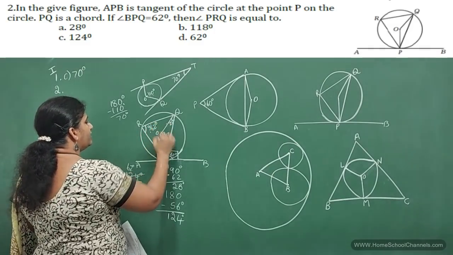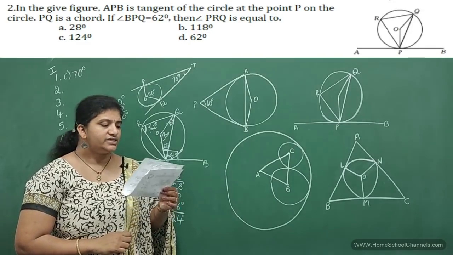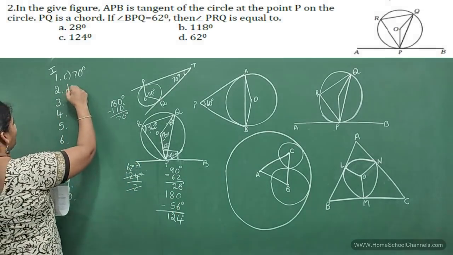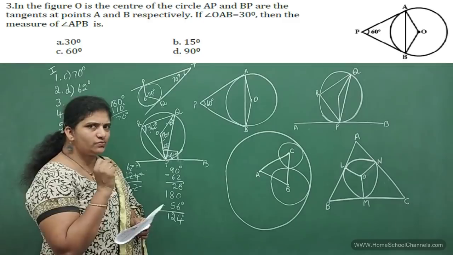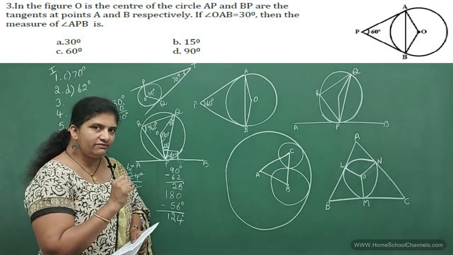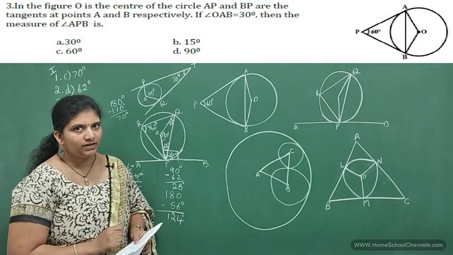Therefore, angle PRQ is 62 degrees. Check for the option. Option D, 62 degrees. So in this way, we need to think about the angles: which angle we know, which angle we can find first to get that answer. Okay.